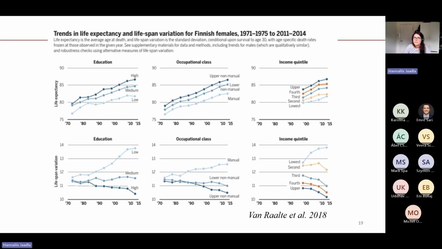And here's an example that really highlights that you can use different types of measures of socioeconomic status in one study, and they all might give you slightly different aspects of changes over time. So this study uses data for Finland, and we have lots of Finnish people here, from 1971-75 to 2011-14. And they looked at 3 different aspects: education, occupational class, and they also used data on income.